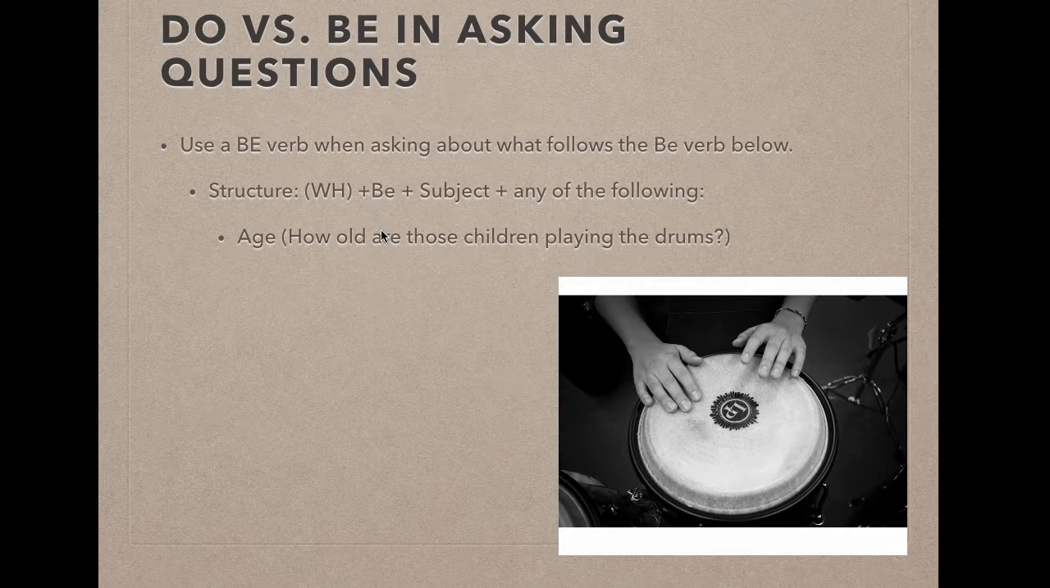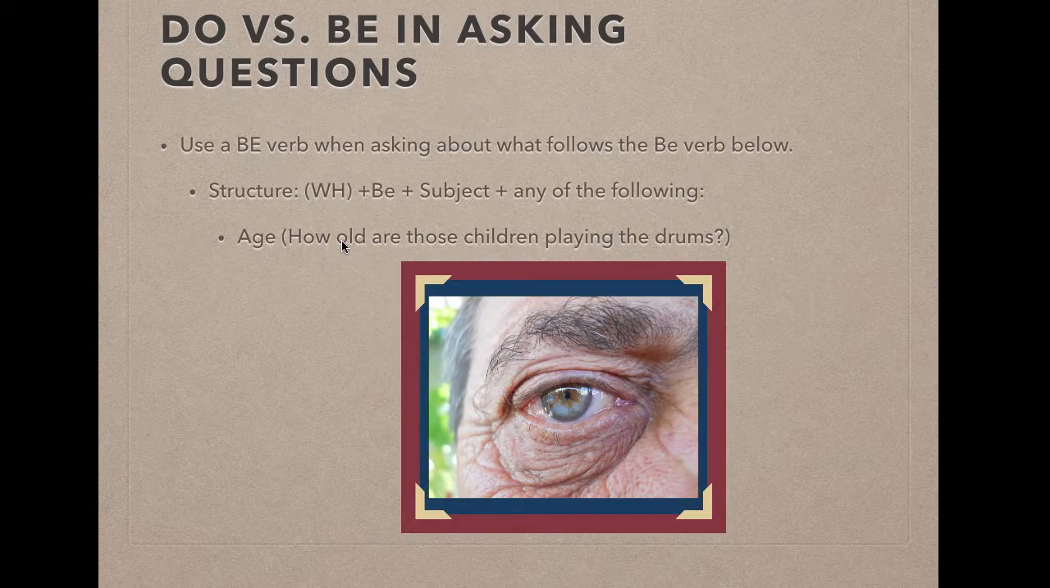Plus the be verb there, plus the subject, children, and whatever it is that follows children. We don't have to have anything follow children. I could say, how old are those children? But I'm just going to add playing the drums. It doesn't have to be there. This doesn't have to be there. But what does have to be there is something to do with age, a WH question if you want it, plus the be verb, plus the subject.